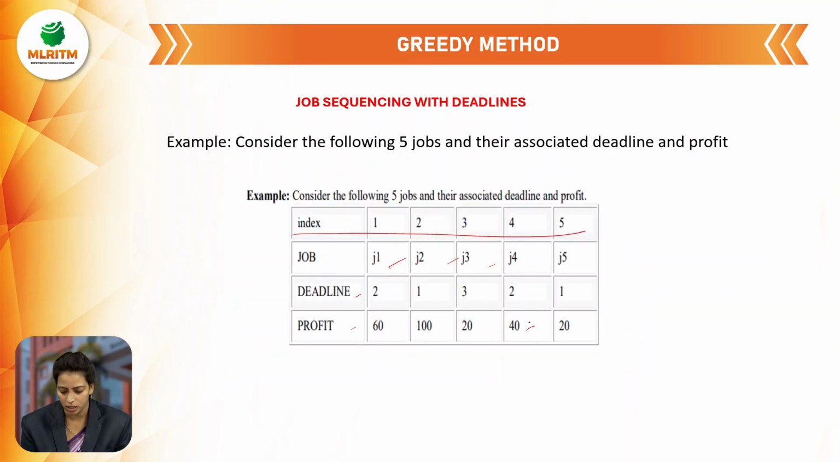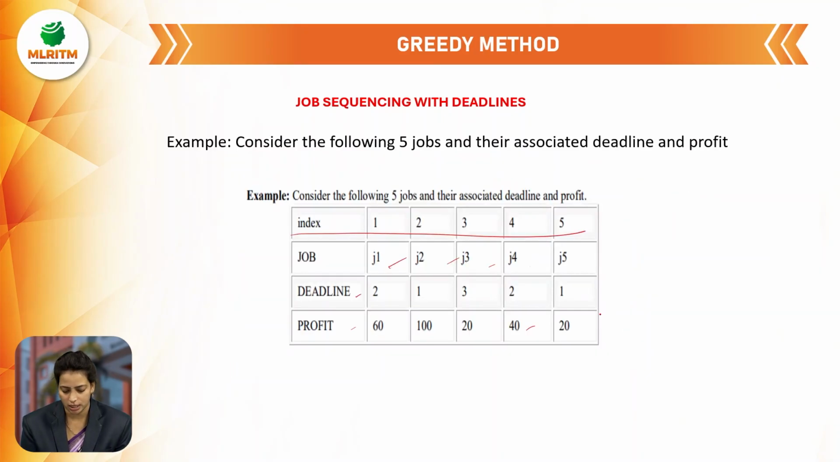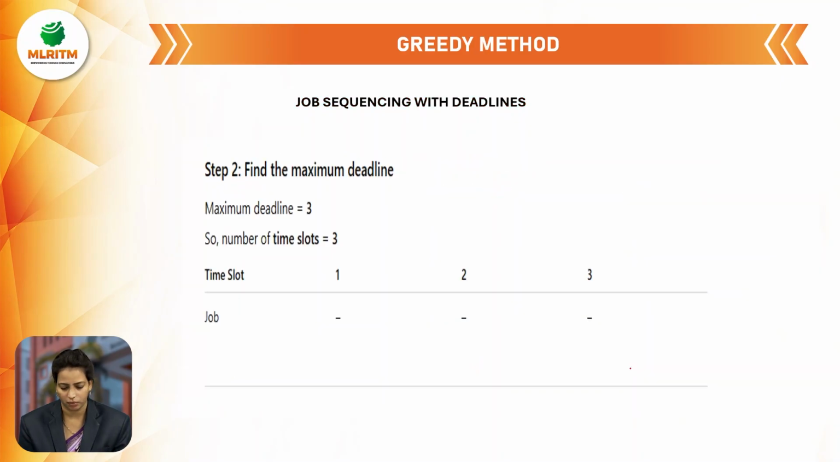Next highest one is J4, right? The next one is J4, corresponding deadline is 2, profit is 40. The next highest is 20, both are 20. So in this case, we consider first in first out manner. So we consider J3 first. J3 deadline is 3, profit is 20. Next one is J5, deadline is 1, profit is 20.